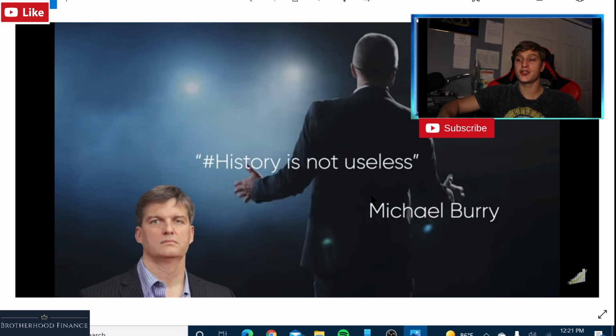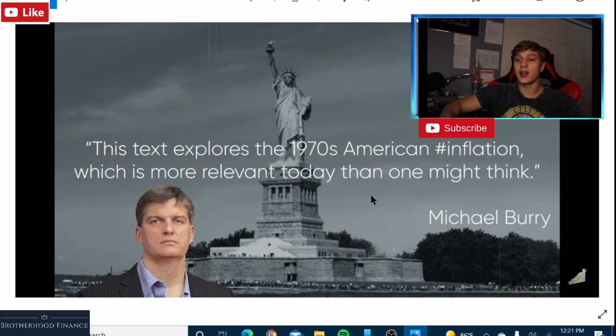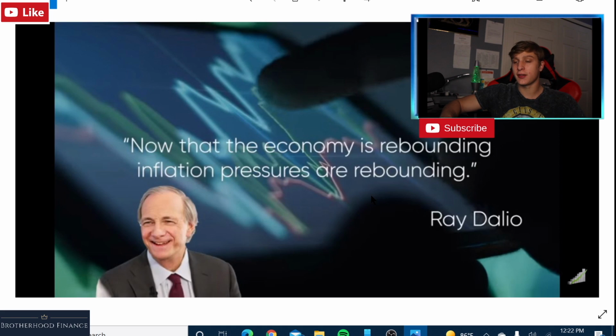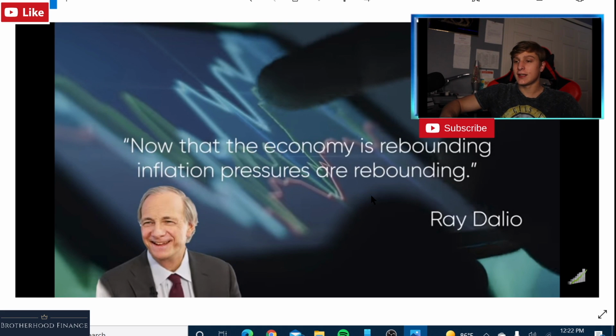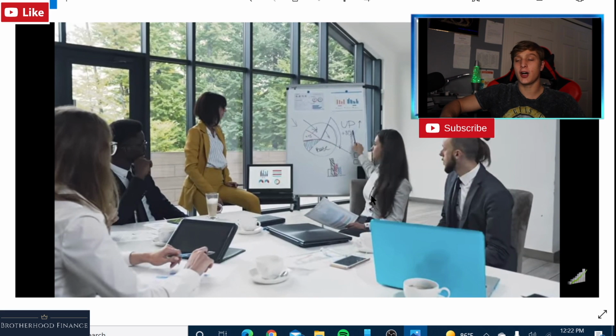Michael Burry says history is not useless. He's been calling that we're about to enter one of the biggest crashes in history, and has been saying that hyperinflation and inflation in general is going to affect the economy badly, and it's just a matter of time before it happens. Michael Burry also says this text explores the 1970s American inflation, which is more relevant today than one might think. And Ray Dalio is predicting that now that the economy is rebounding, inflation pressures are rebounding. So he's also saying that inflation is happening at a rapid rate right now.